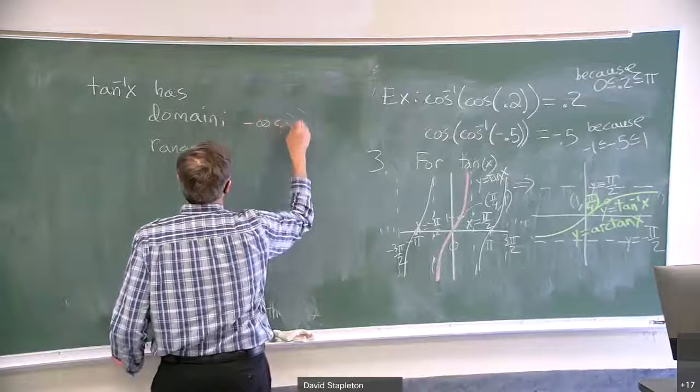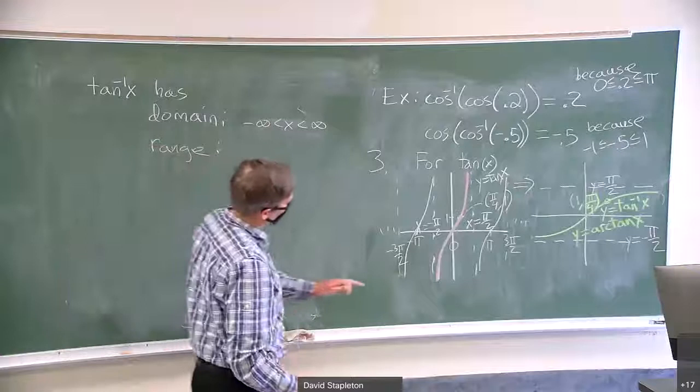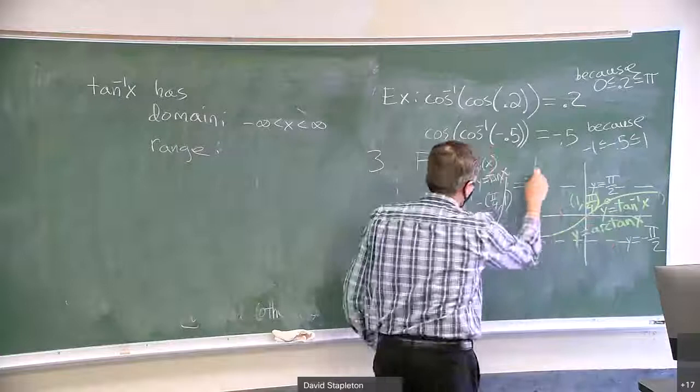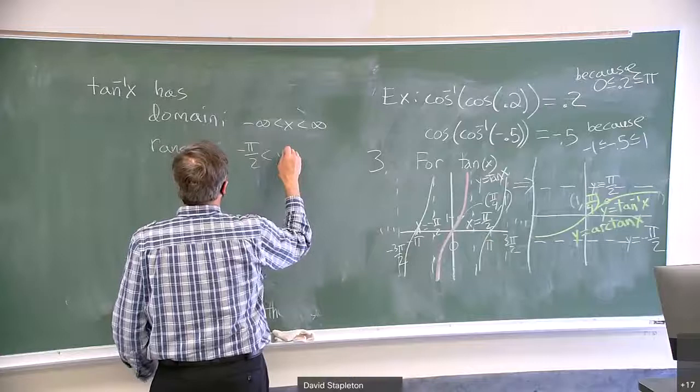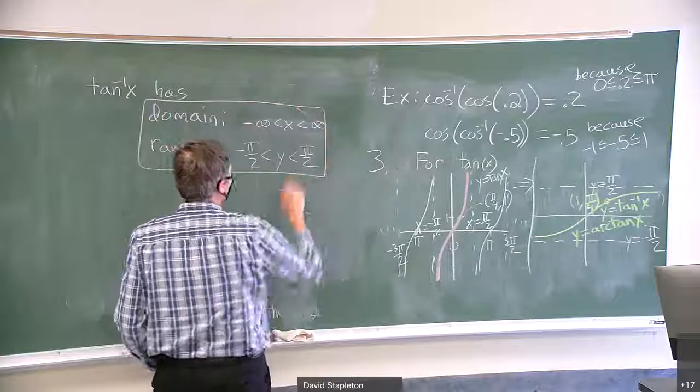What's the range? The y values, though, can only go between minus pi over 2, that one, and plus pi over 2. Not including the endpoints, right? There's those. It's just by visual inspection for us.